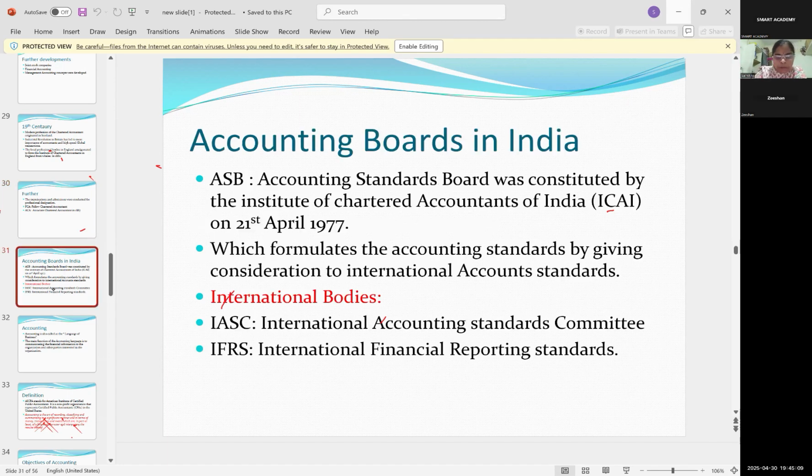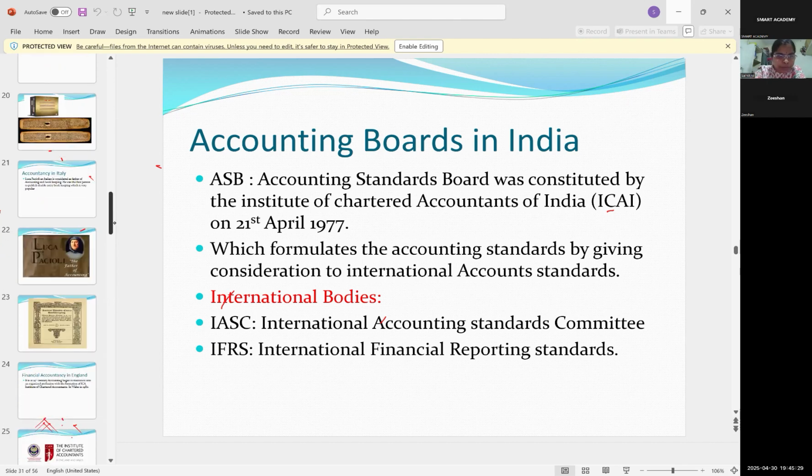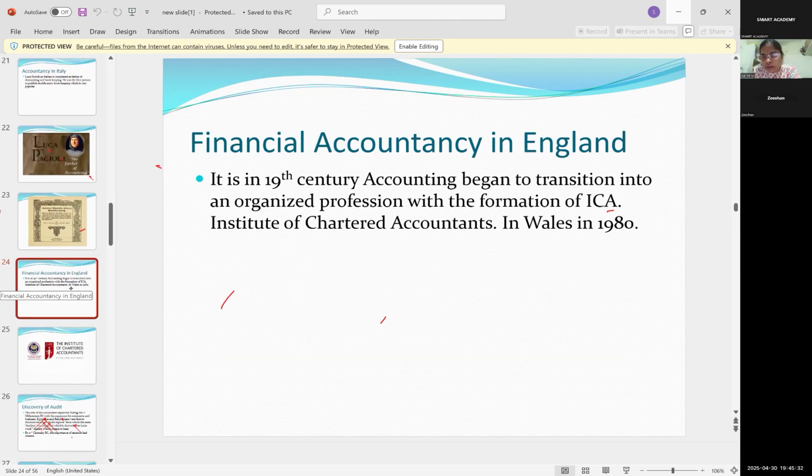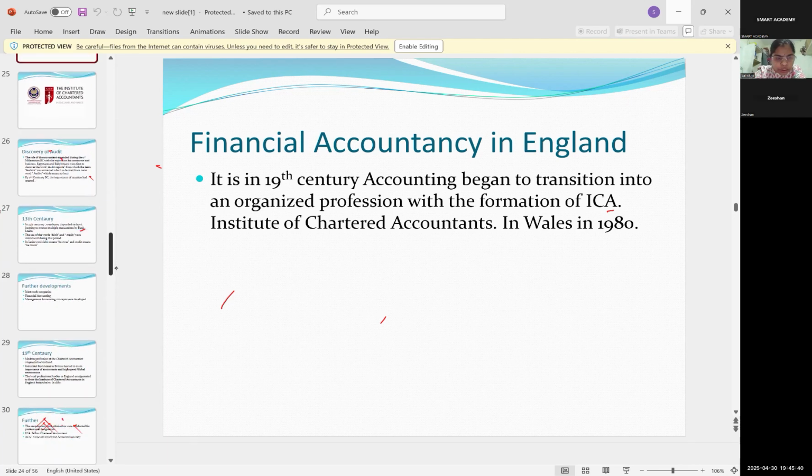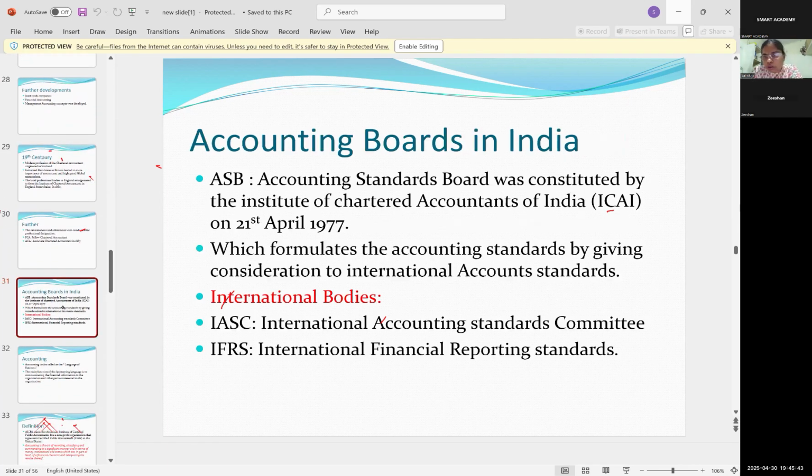Okay, and coming back to India, in India, we framed a board that is called ICAI. It was formed on 21st April 1977. Now, what this board does in India is, whatever this body, the Institute of Chartered Accountants of England, frames as rules and regulations, those will be followed by the Institute of Chartered Accountants of India. Now, this is the highest governing body in India.